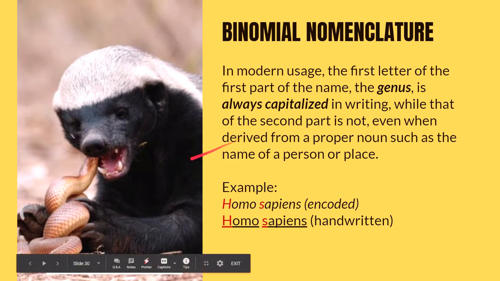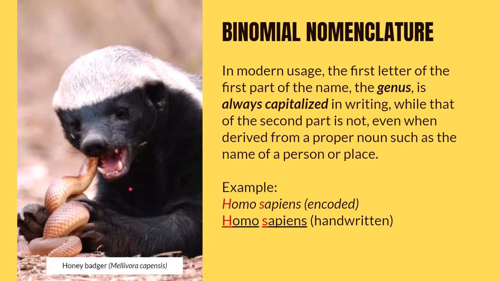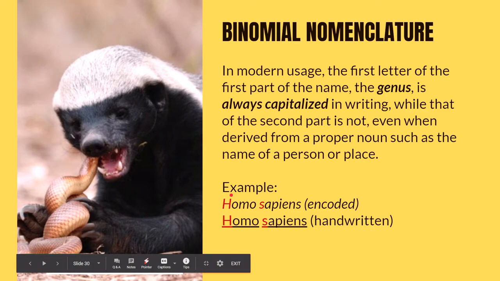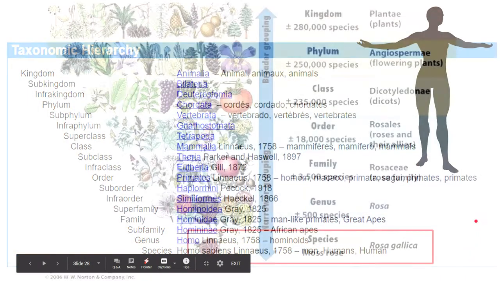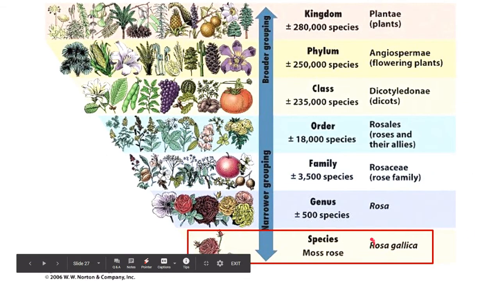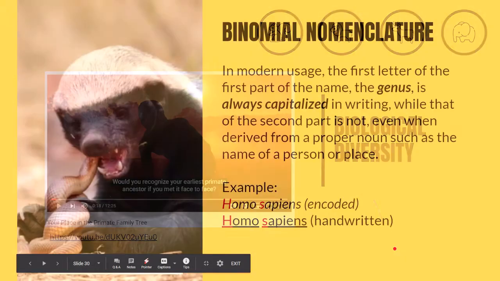You've seen this all over. For example, the honey badger, one of my favorite mammals, has the scientific name Mellivora capensis. You can see that the genus name Mellivora starts with a capital M, followed by the species name capensis, which starts with a small letter c. So in binomial nomenclature, in all the examples we've seen, the genus name starts with a capital letter while the second name starts with a small letter.